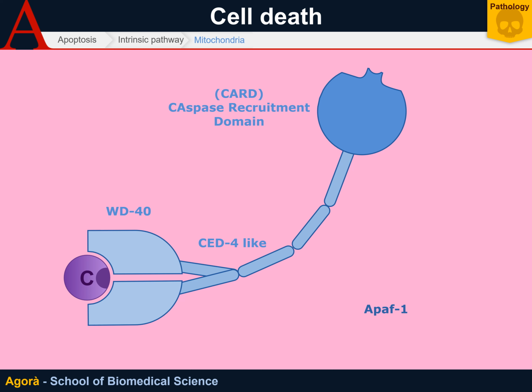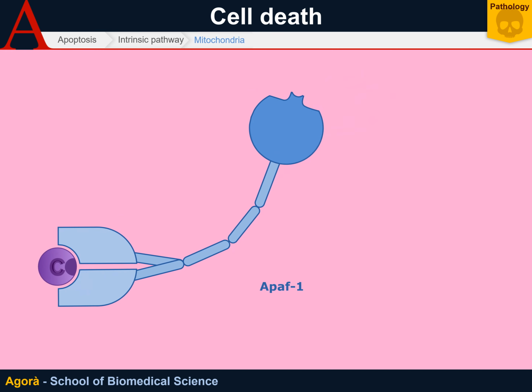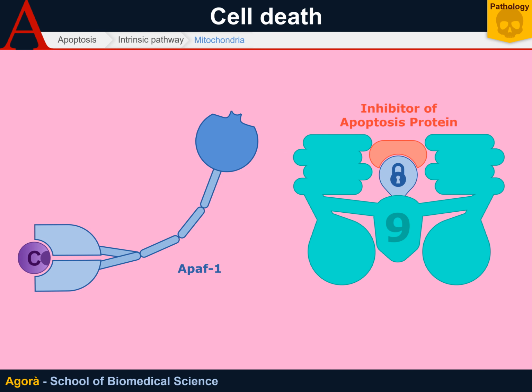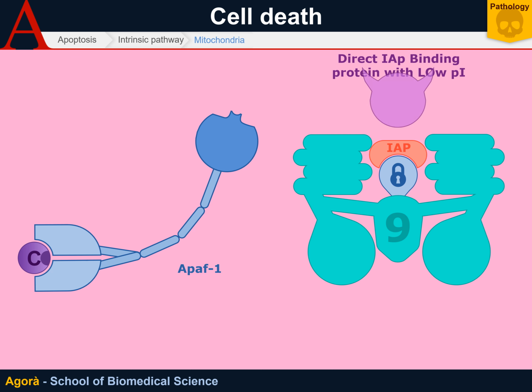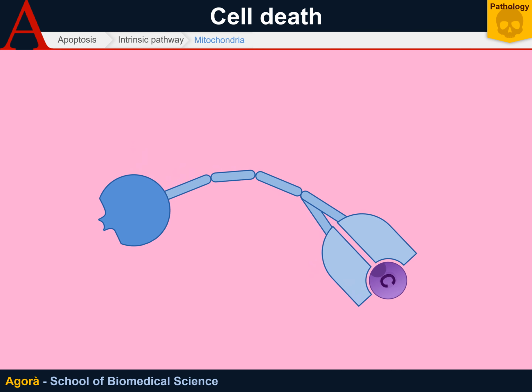Initiator caspases are normally controlled by a protein called inhibitor of apoptosis protein, or IAP. IAP is detached from the initiator caspase, which in the case of the intrinsic pathway is caspase 9, by means of Diablo, direct IAP binding protein with low pI. At this point, the cytochrome C bound with APAF can form an aggregate with other identical molecules. This is in order to reach the maximum affinity for caspase 9.